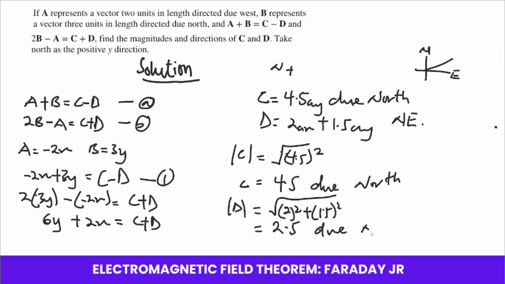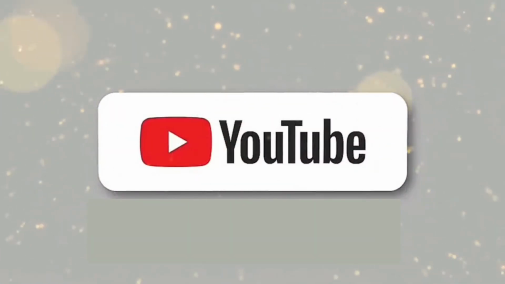due east of the northeast direction. Okay, so that is our magnitude and directions for C.